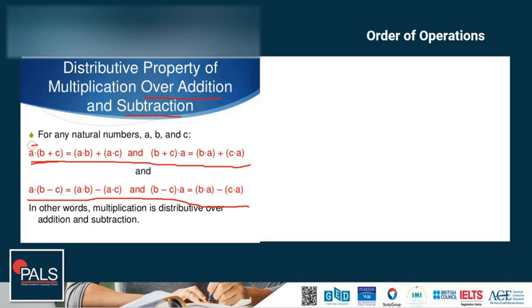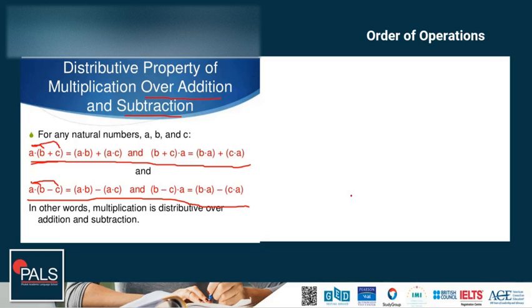So this is from the word distribute. You are distributing the factor to the sum or difference of another factor. So that is the distributive property of multiplication over addition. Now let's try some examples. It is easy to understand if we are doing it using an example.